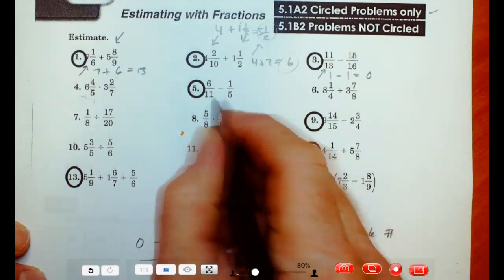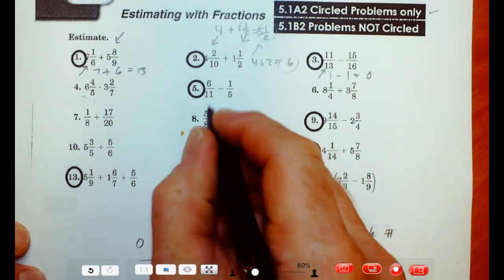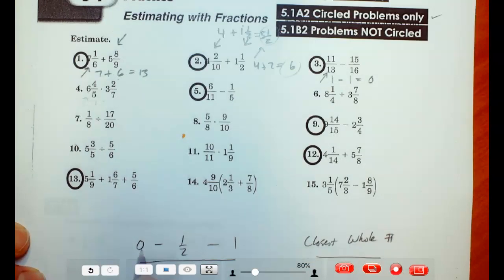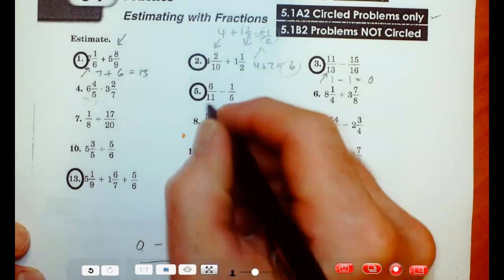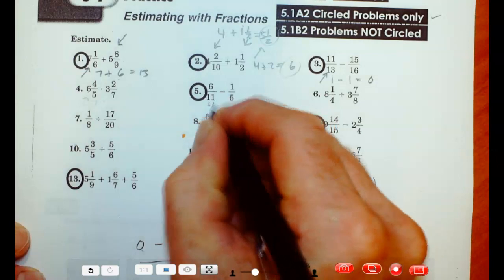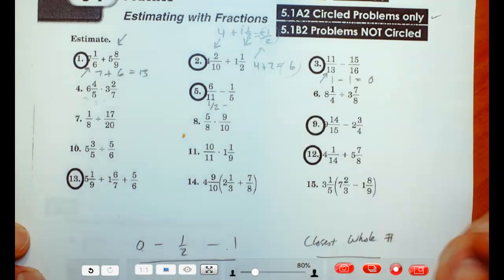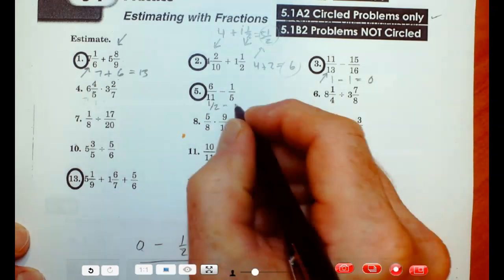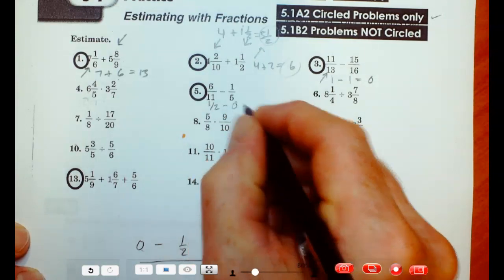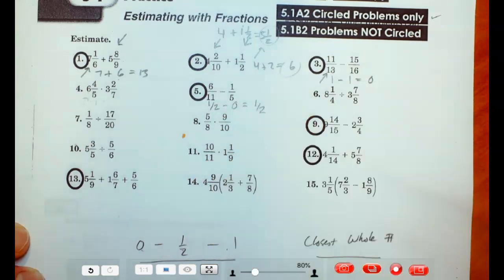We have 6/11. Well, that's a fraction, so is it closer to 0, half, or whole? And that one's really closer to a half. So we have a half minus 1/5 is really closer to 0. My estimate for this is 1/2.